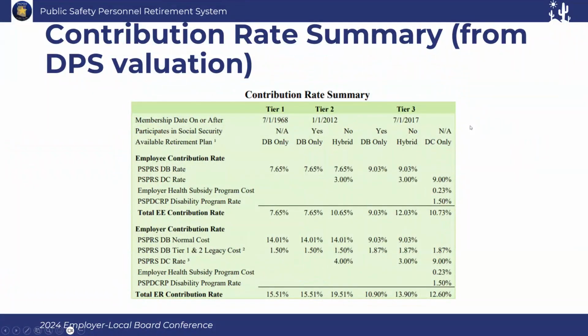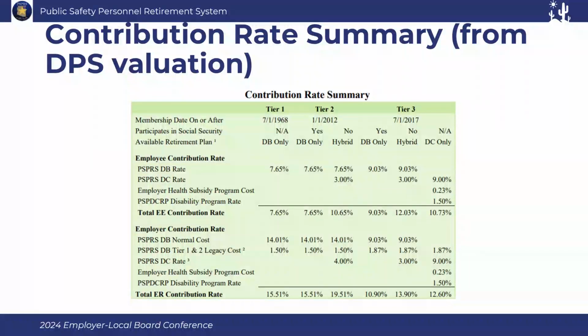This is the table I mentioned that I think is a better summation of the contribution rates. This is from a specific individual employer valuation from the Department of Public Safety. It's not from the consolidated valuation because the consolidated valuation doesn't have this table.